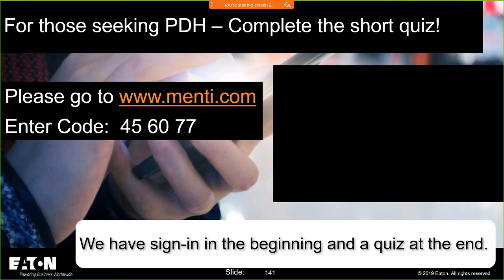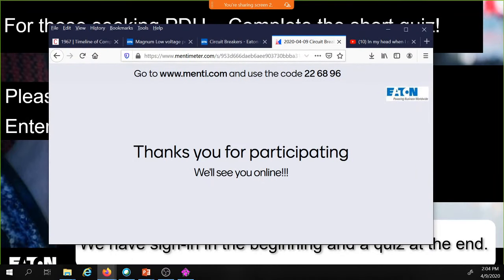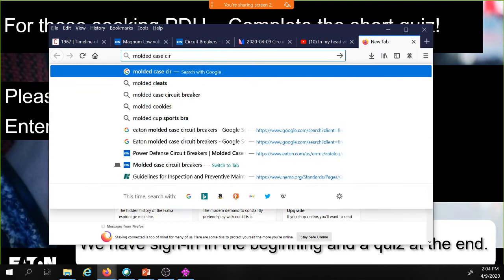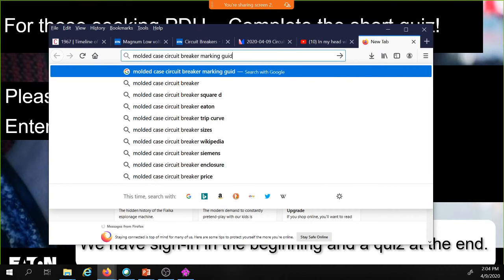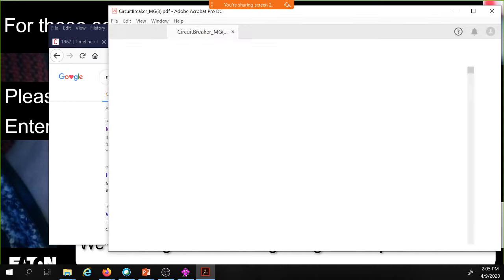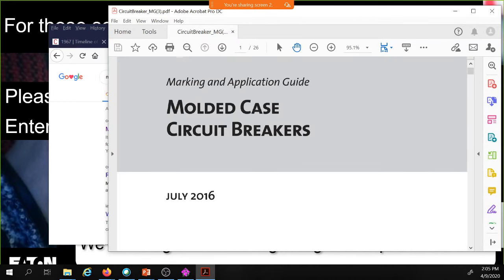Let's do this. I'm going to show you how to find that. If I just Google molded case circuit breaker marking guide UL, you'll download a document. You open it up. You notice I opened it up 3 times so far. And it opens somewhere on your computer. There it is. And this is the molded case circuit breaker marking guide.